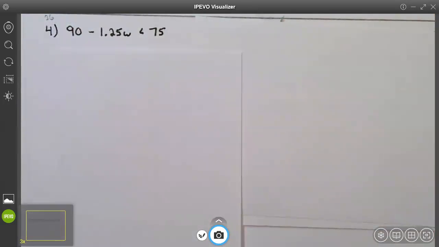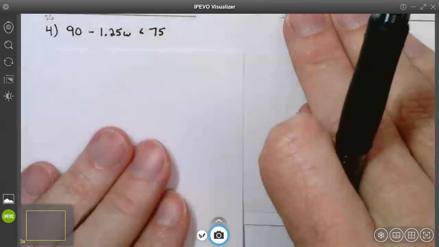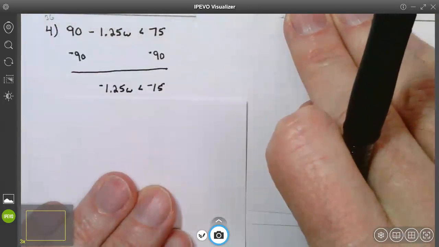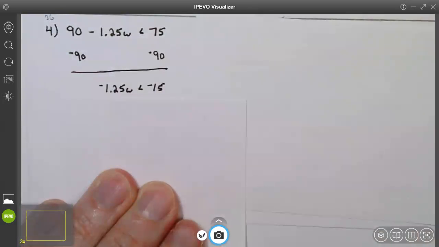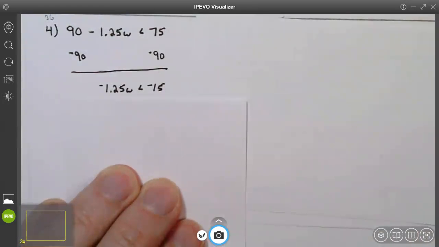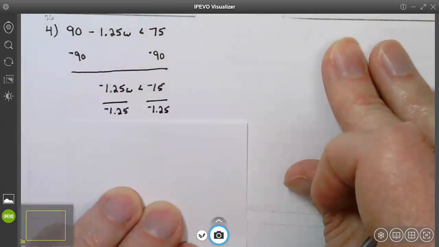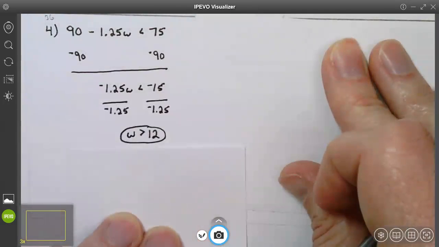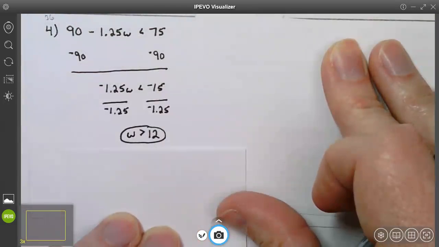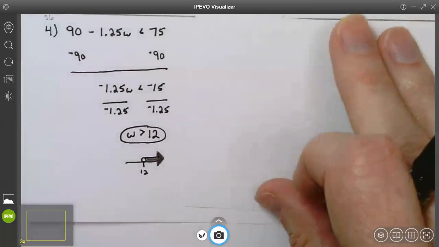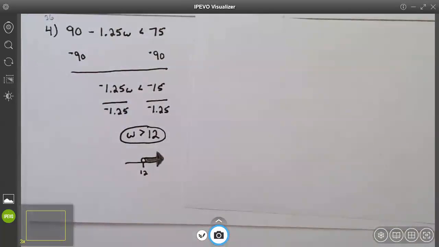To solve this, first we subtract 90 from both sides, which leaves us with negative 1.25 W is less than negative 15. Then to get rid of times that decimal, we divide by it. I am dividing both sides by a negative, so I flip my symbol, and I get W is greater than 12, open circle to the right, which means after 12 weeks, he will be at healthy body weight.